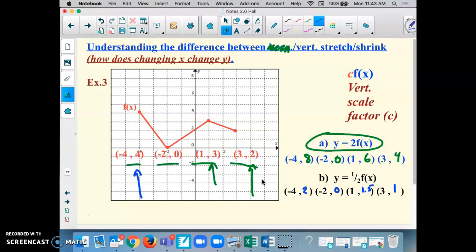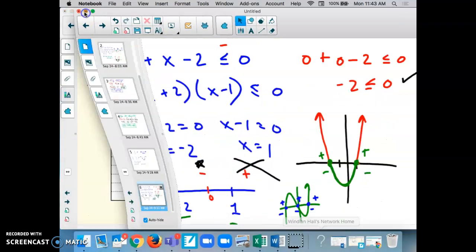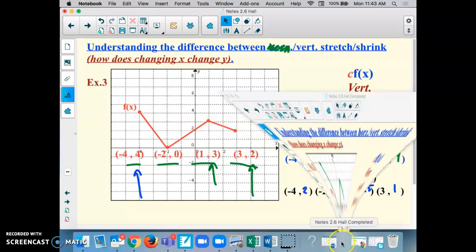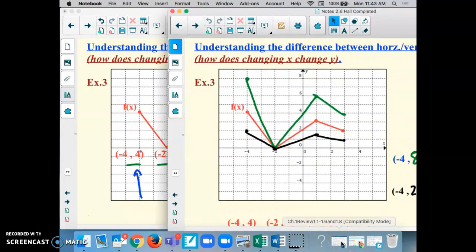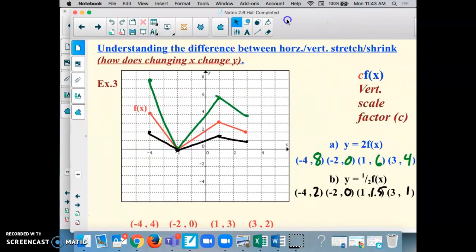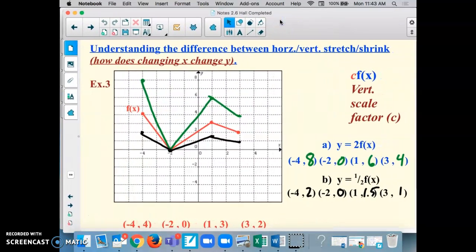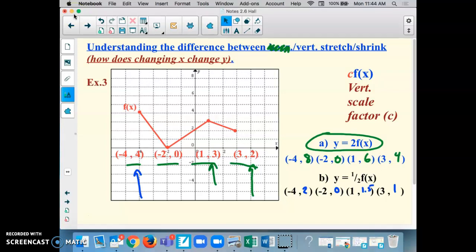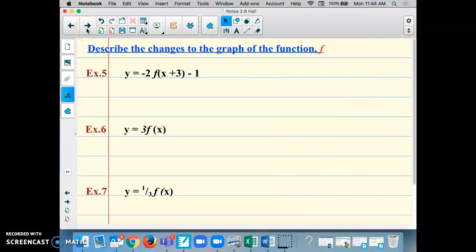All right, so what does this graph look like? If you plotted the points, you would get this graph. I think I have it right there. That's not it. There it is. There's what it looks like if you were to graph all of it. The green one is the stretch by 2, and the black one is the shrink by 1/2. Okay, moving on. So now it says describe the changes to the graph of the function. I'm going to do these in the next video, and then we'll go from there.